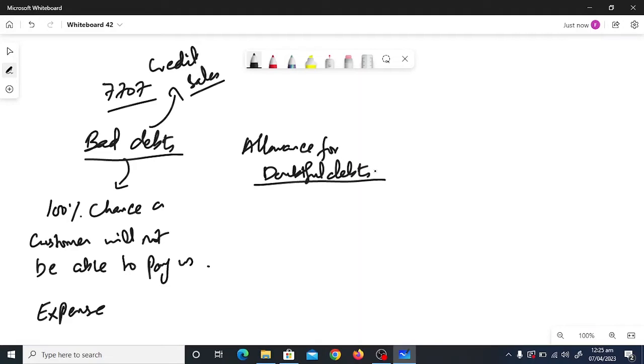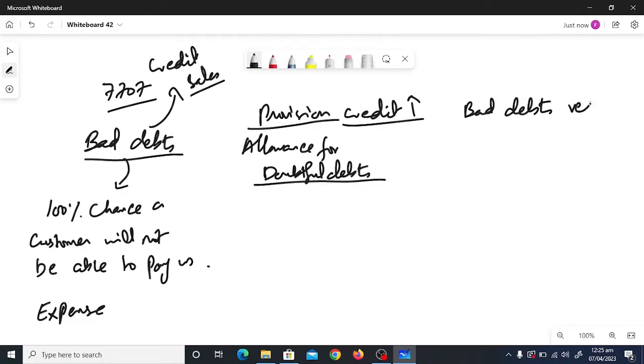Now coming back to the concept of allowance for doubtful debts. There is a contrast between bad debts and allowance for doubtful debts. Allowance for doubtful debts, and the earlier name was provision for doubtful debts. Whenever the word provision comes, always remember that it will always increase on the credit side. Do remember this. When it increases on the credit side, it will decrease on the debit side. Expenses always increase on the debit side, so they will decrease on the credit side.